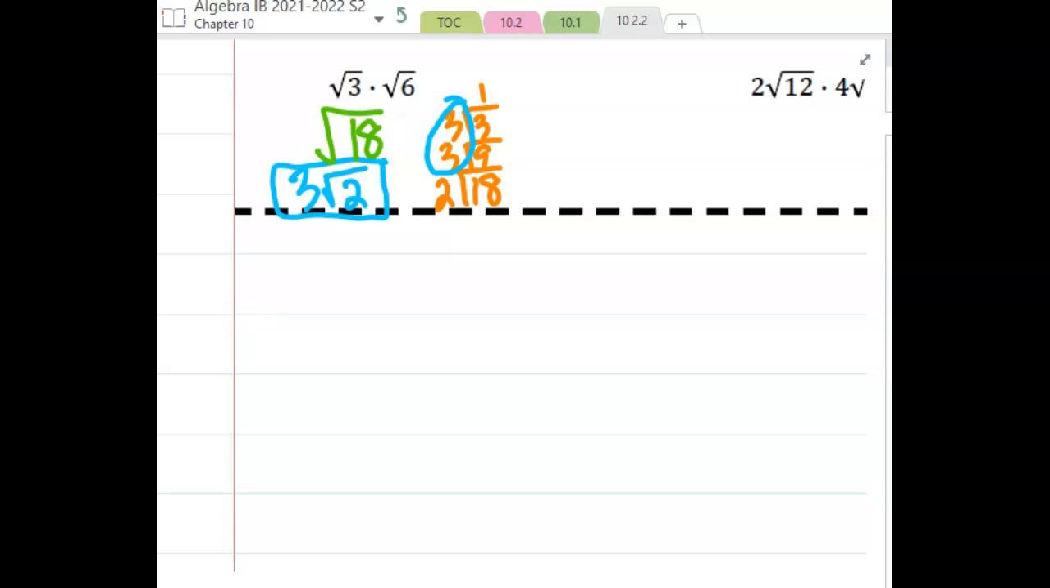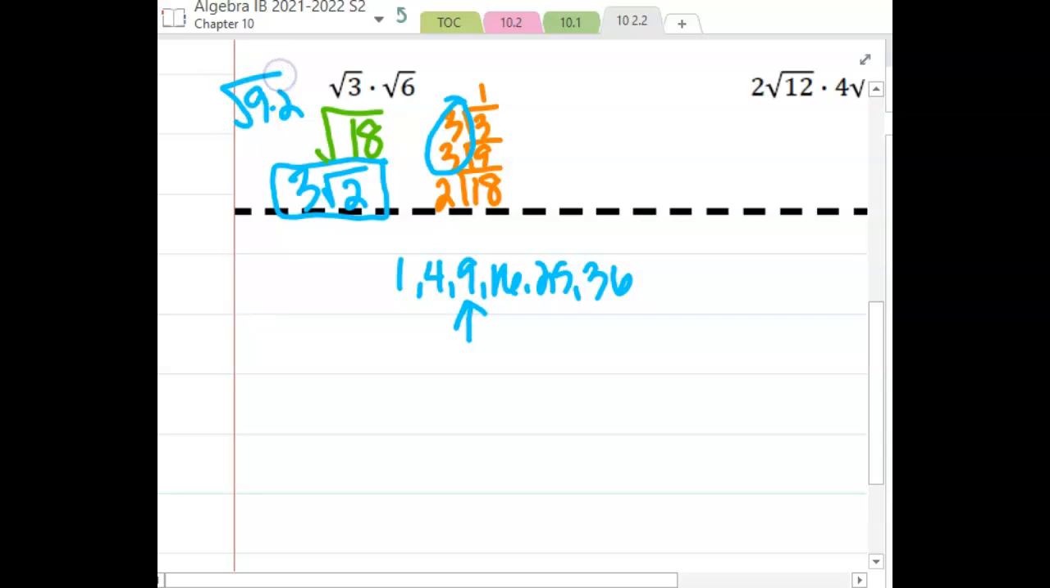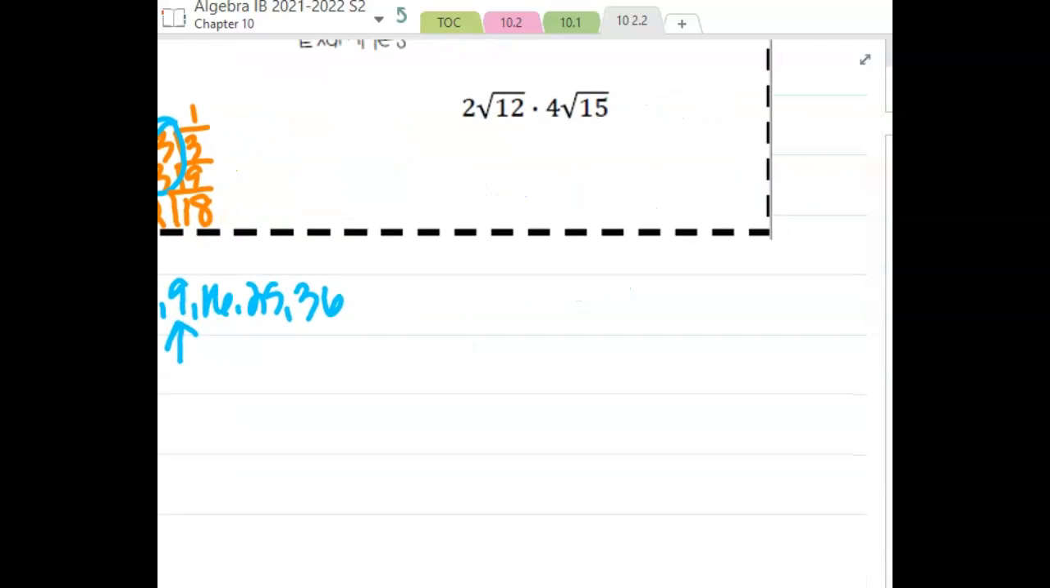If you liked the perfect square method that I showed you yesterday, remember you're looking for those perfect square factors, the 1, 4, 9, 16, 25, 36, and so on. The one that goes into 18 would be 9, right? 9 times 2 would give you 18. You can take the square root of 9, you get 3. You can't take the square root of 2, so it stays the square root of 2. Either way, right?